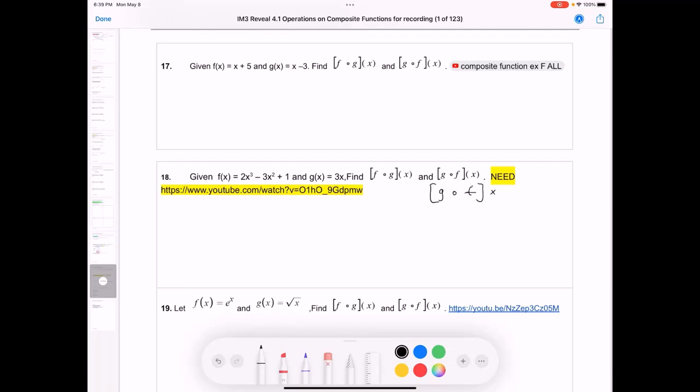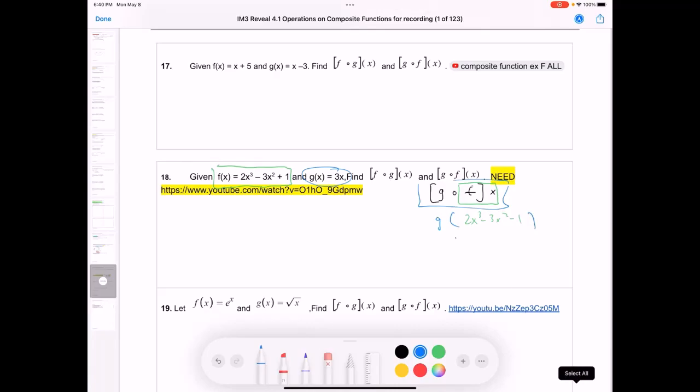Question number 18. Let's do g of f here. Question, which one's on the inside? The inside is on the right, is f of x. F of x is the inside. So essentially, f of x is 2x to the third minus 3x squared minus 1. G of x, we'll call blue. We're putting the green inside the blue. Green is going inside the blue.